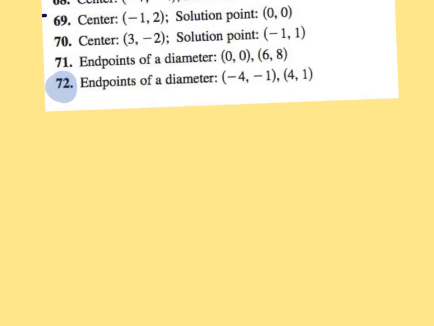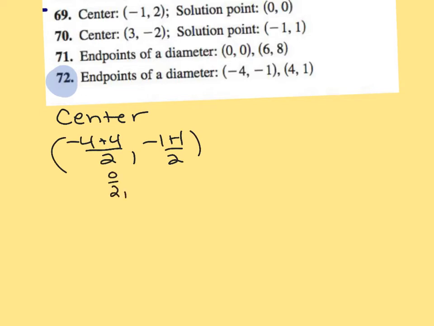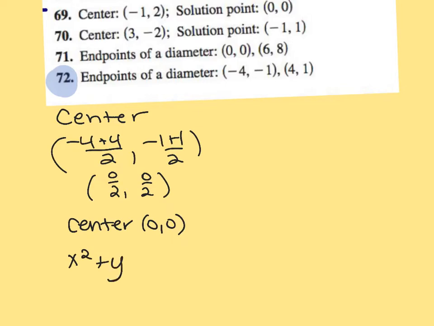All right, the other even was 72, endpoints of the diameter. You want the standard form of the equation of the circle, so the first thing you have to do is find the center. So I'm going to do -4 plus 4 divided by 2 and -1 plus 1 divided by 2. I get 0 over 2 and 0 over 2. So the center is (0, 0), which means it's going to be x squared plus y squared. Obviously, if I had actual values for the center, then it would be (x minus h) squared plus (y minus k) squared.